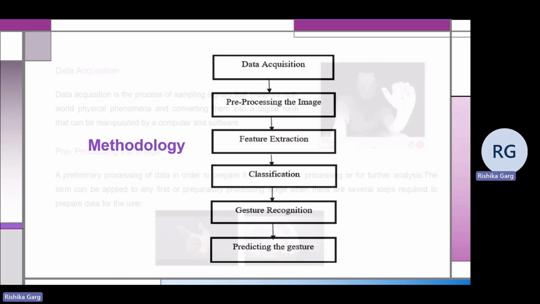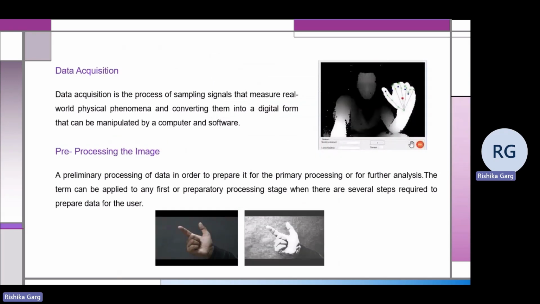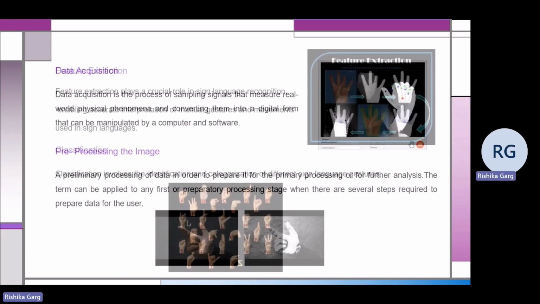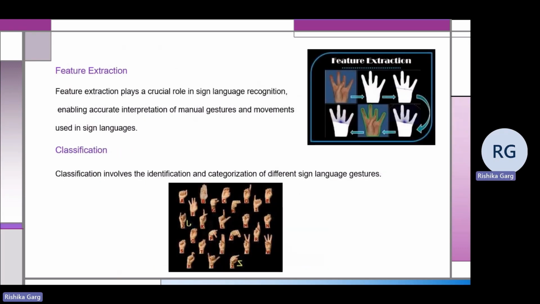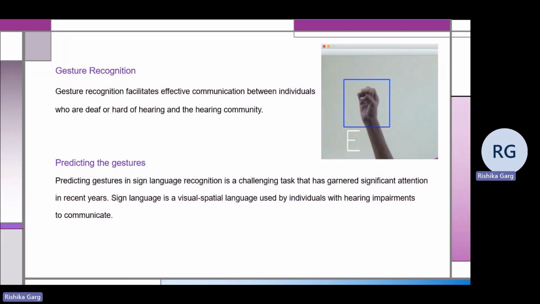Data acquisition is basically converting the physical phenomena into the digital form so that it can be manipulated by the computer. And pre-processing the image means we are removing all the noises and preparing the image for the recognition. Feature extraction is basically the way to extract the features which we are going to use in our system. Classification involves the identification and categorization of different sign language gestures. Gesture recognition is the main part in which we recognize a gesture which is already stored in our database.